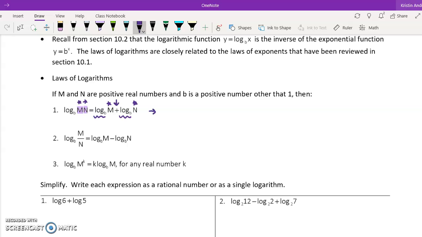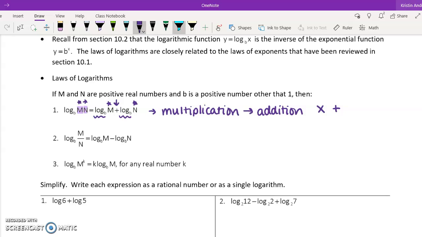So the property that I remember is multiplication becomes addition. And I think about the symbols, so like a times sign, if you just turn it, it turns into a plus sign. The second property that we'll talk about is the quotient, which is division.